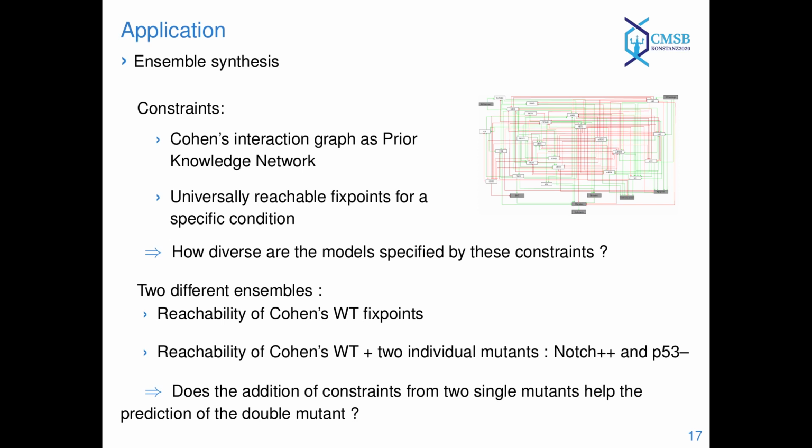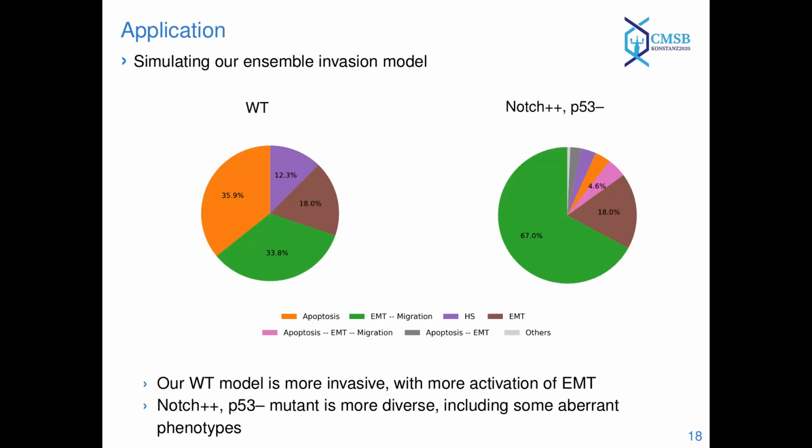And this can also help us answer the question: does the addition of constraints from the two single mutants help us predict the phenotype produced by the double mutant? So when we simulate our ensemble for the wild type, we get a very similar result. Still some differences. We have less apoptosis and more migration, and we also have a significant amount of cells which start EMT but don't activate migration in the sequence, which was something that Cohen's model was doing.